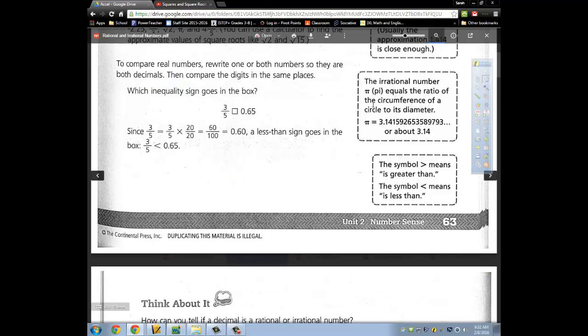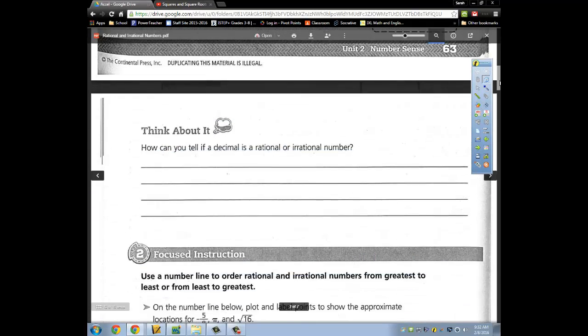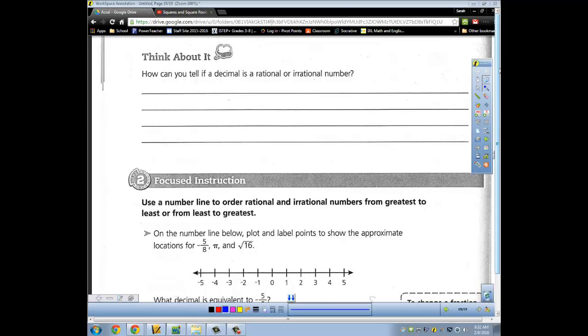Okay, please turn to page 64. For our think about it, it says, how can you tell if a decimal is a rational or irrational number? Well, we talked about that in the definition. So it is rational if the decimal terminates, so if it has a remainder of 0, or if it is a repeating decimal.